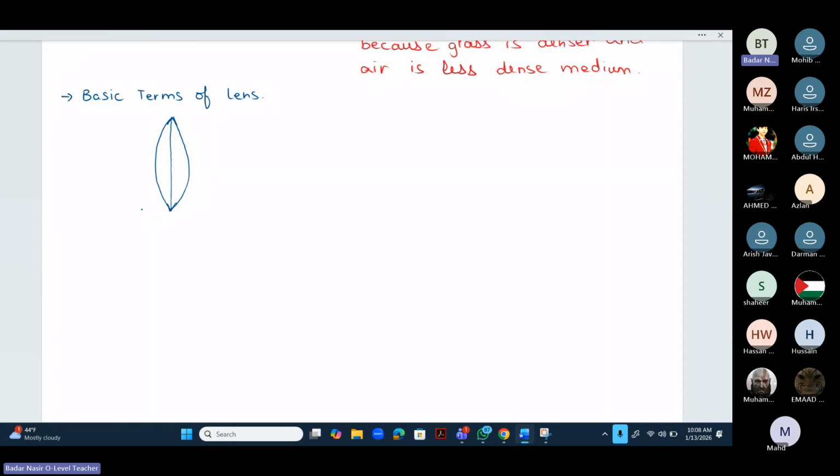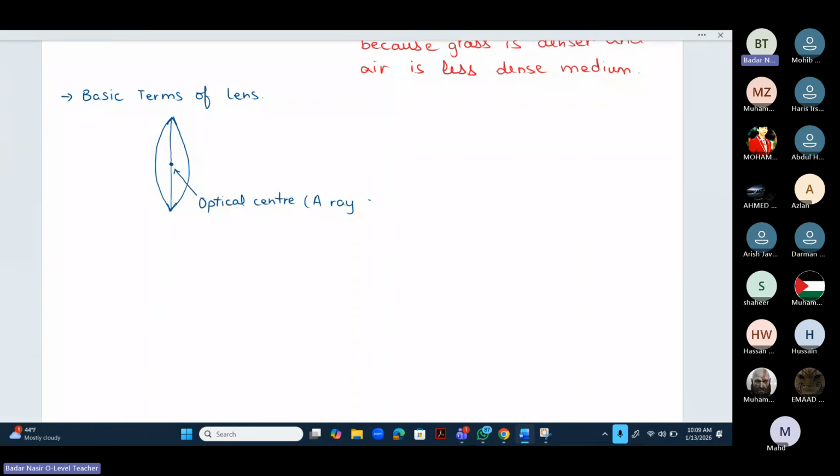Now first of all, we have the optical center of the lens. This point, which is actually the geometrical center point of a lens, is called the optical center of a lens. If any ray of light travels through the optical center, it will pass straight through.